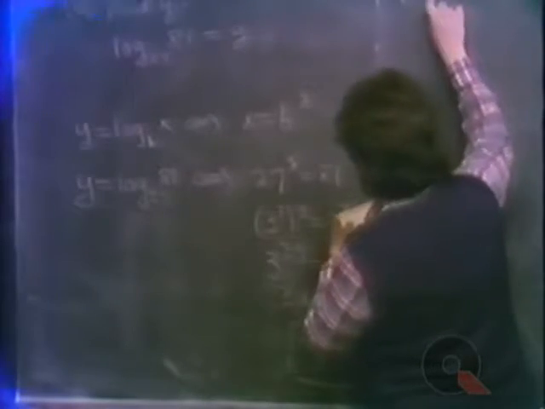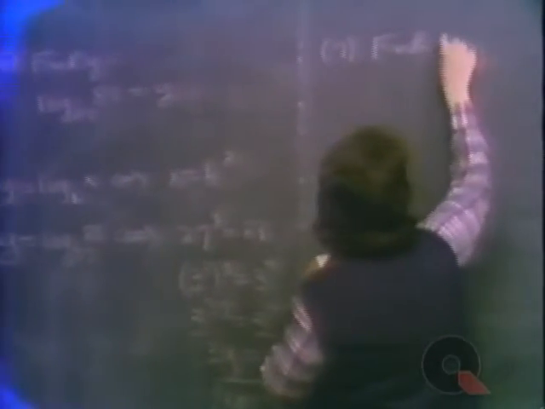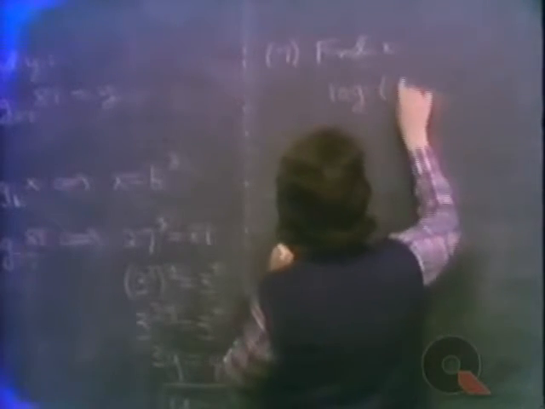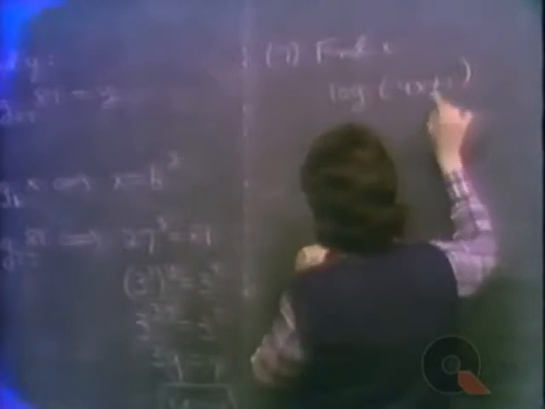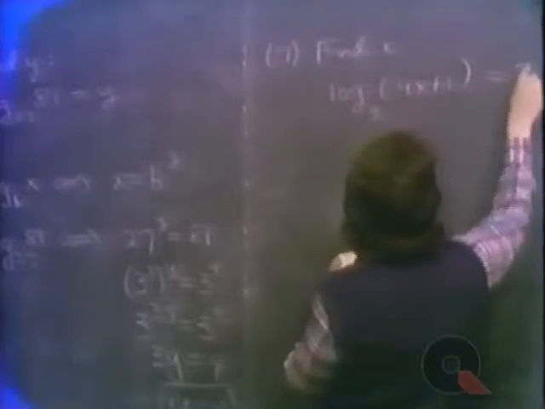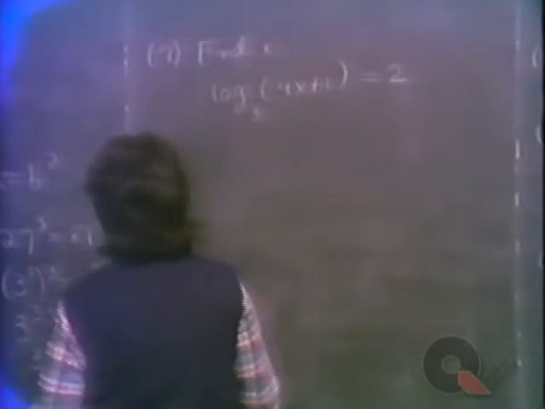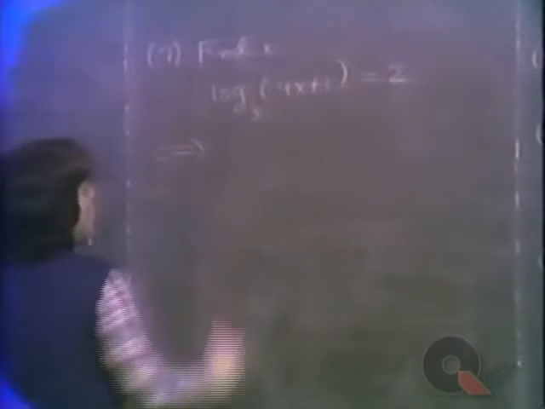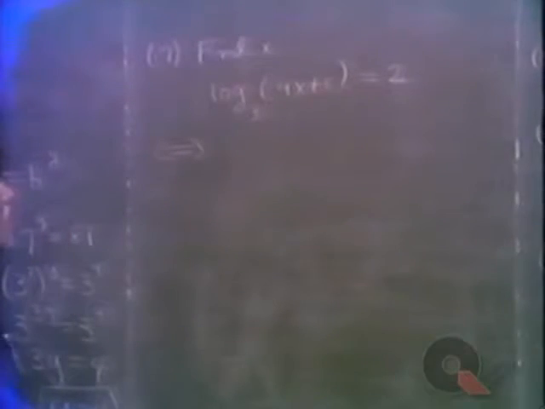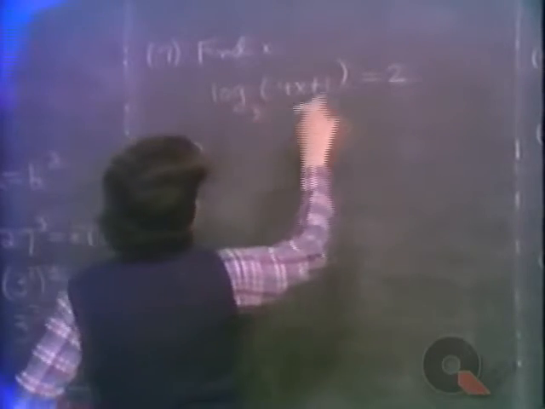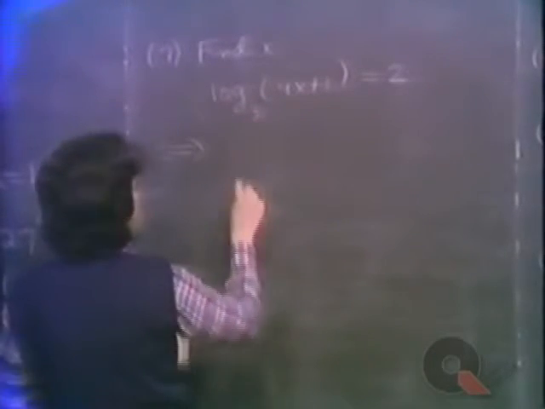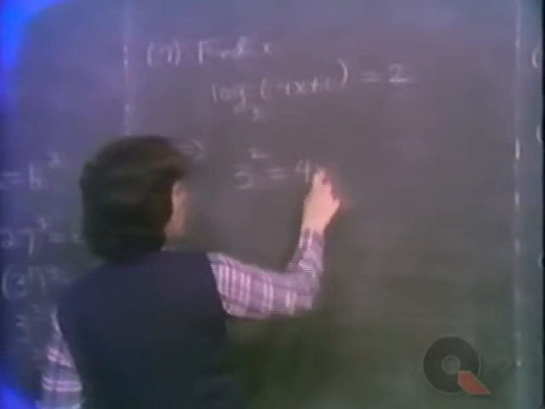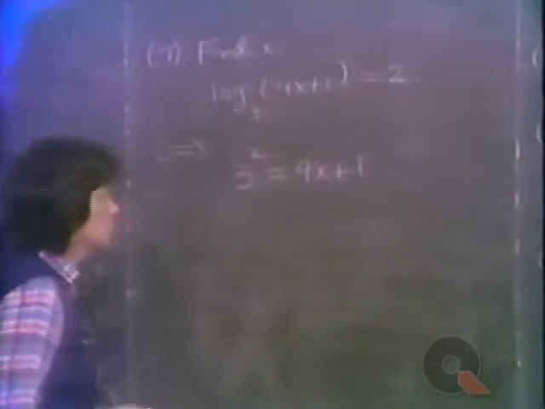In problem 7, find x such that the log of 4x plus 1 to the base 3 is equal to 2. Well, this is equivalent to the following. If I say the log of 4x plus 1 to the base 3 is 2, that means 2 is the power that you would have to raise the base 3 to get this number 4x plus 1.